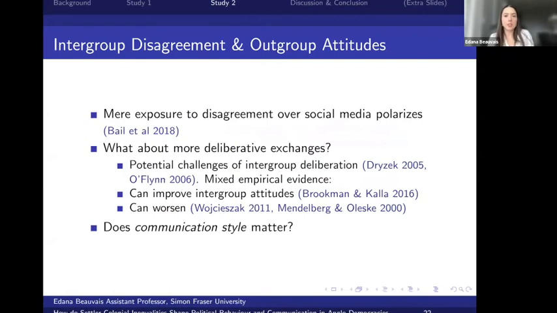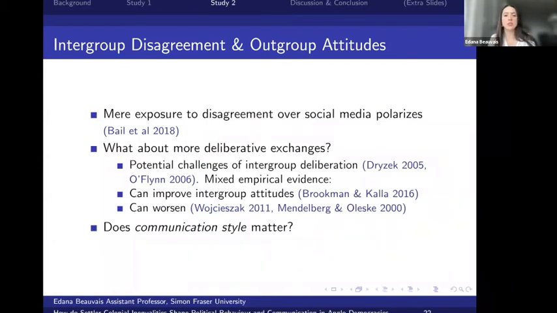With respect to the literature on this subject, looking at online communication specifically, research shows that mere exposure to disagreement over social media can contribute to polarization. But of course, the deliberative Democrats in the room will point out that just exposure to disagreement is not the same thing as more discursive or deliberative exchanges.